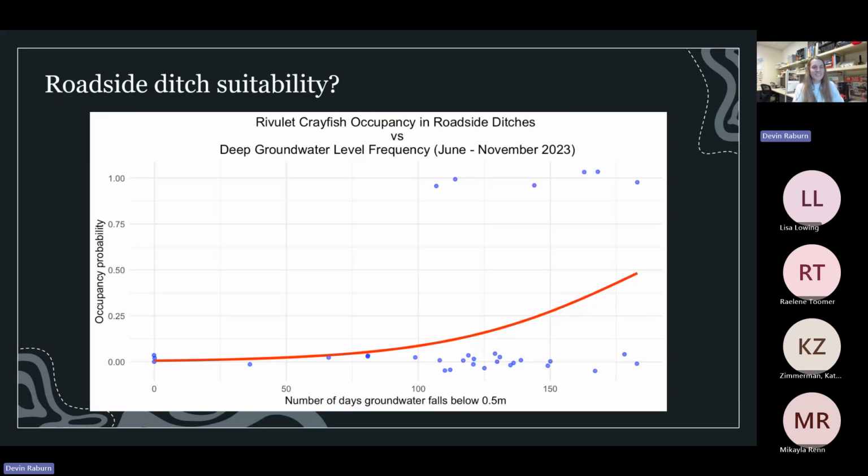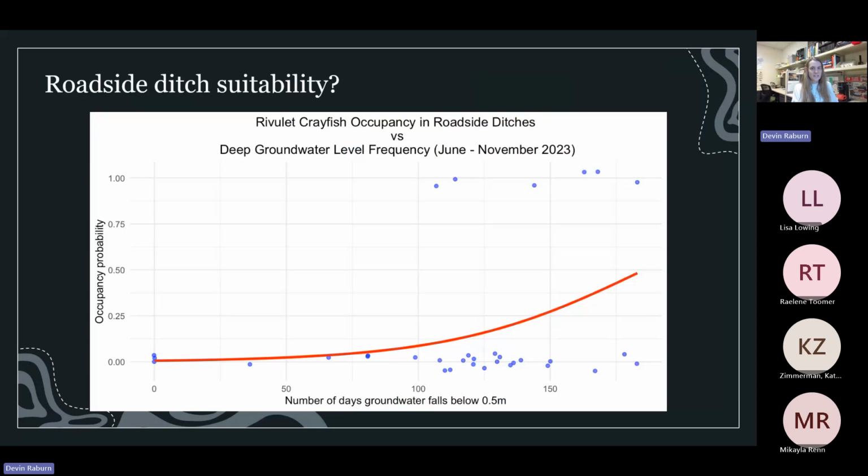And so we can see here it's really the exact opposite of what we hypothesized. We thought that they would like shallow groundwater for more days out of the year. And this graph is just during the dry period, so when these species need this groundwater the most, we hypothesized. But it's looking like the higher the number of days that the groundwater falls below the threshold that they can reach, the higher the occupancy probability. So the exact opposite of what we thought.